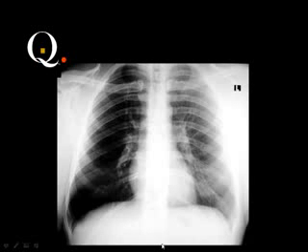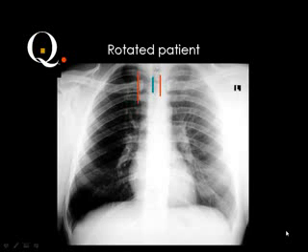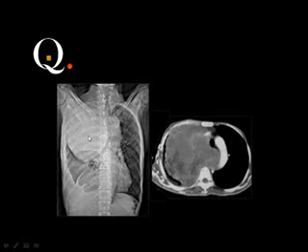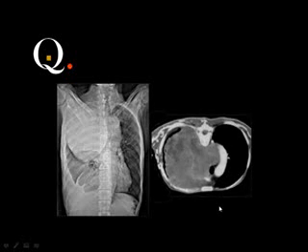Then nodule, mass, patch, cavity. Very good. Yes, very good. This is a malrotated patient, and you see the spinous process and the distance of the clavicles. This is a malrotated patient. Nodule, mass, patch, cavity. Mass. Yes, and yes, you should have a CT scan, and this is the CT. What do you think?